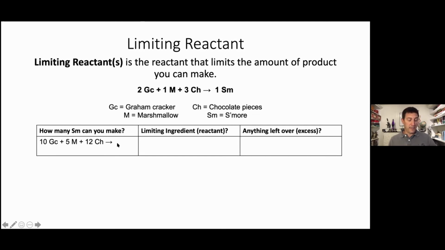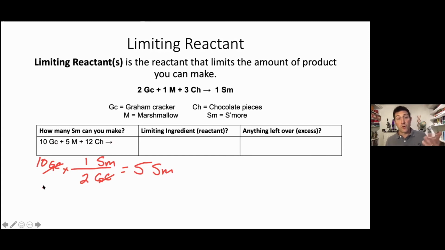Well, I kind of need to dissect it with each one of the different problems to figure that out. Let's do that. So I start with what I know, which is 10 graham crackers. I'm going to put graham crackers down here so they cancel. And I'm trying to turn that into s'mores, right? To figure out how many I can make. And I know from my balanced chemical equation that I need 2 graham crackers for every 1 s'more. These will cancel. I've got 10 divided by 2. That gives me 5 s'mores. So I would be able to make 5 s'mores if all the rest of these work out. At least I have enough graham crackers to do that.